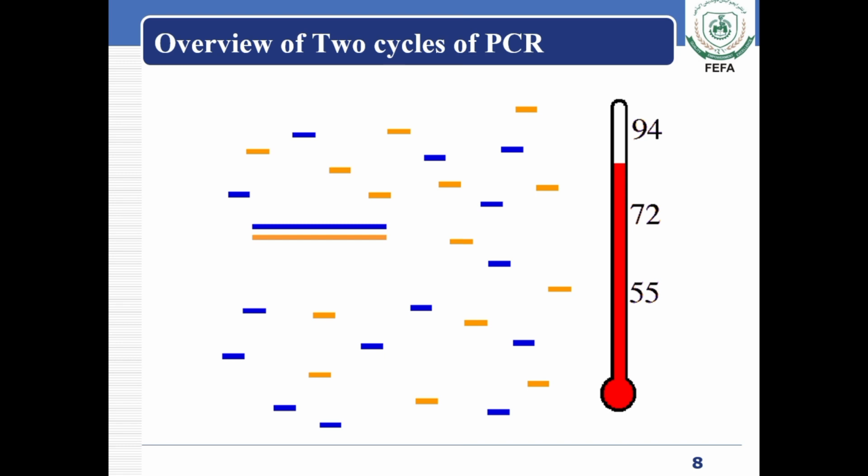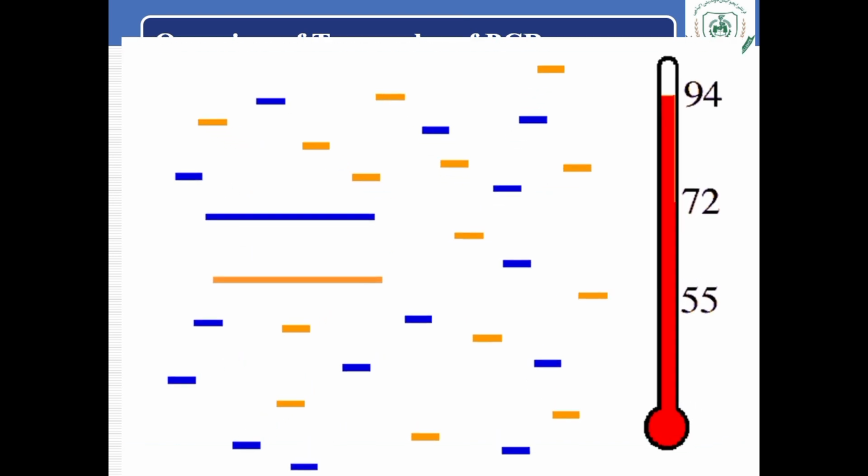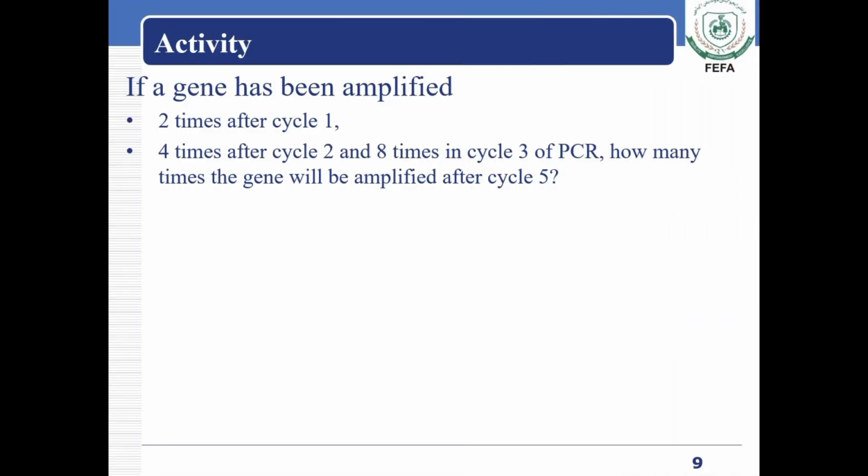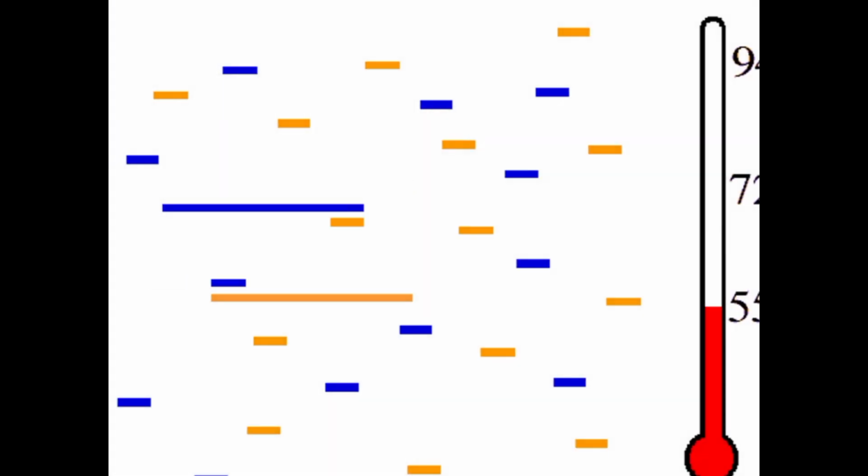Now you see in the video how a double-stranded DNA is converted into single-stranded DNA, then how primers are attached, and how a single-stranded DNA is converted into double-stranded DNA by using raw materials. After the completion of one polymerase chain reaction cycle, a single DNA is converted into 2 copies of DNA.